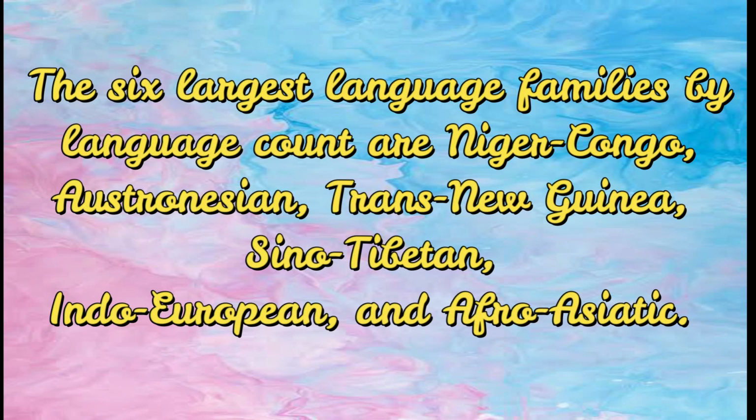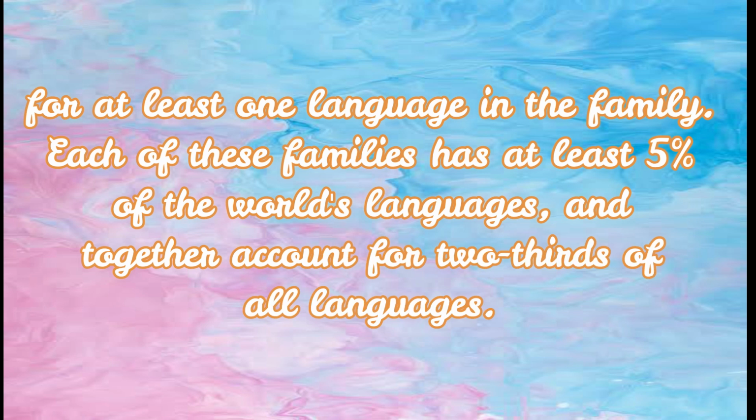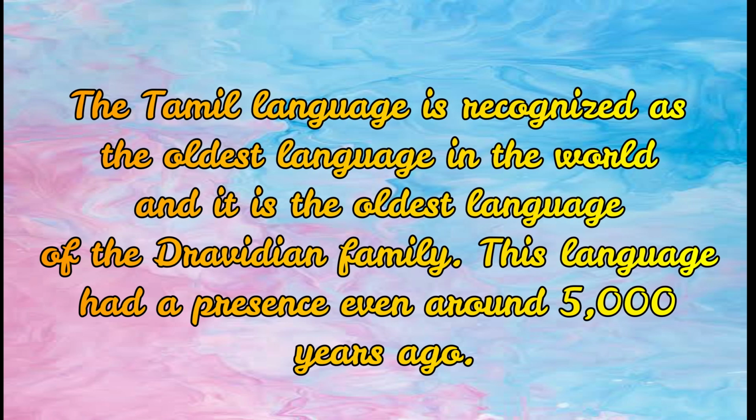The six largest language families by language count are Niger-Congo, Austronesian, Trans-New Guinea, Sino-Tibetan, Indo-European, and Afro-Asiatic, for at least one language in the family. Each of these families has at least 5% of the world's languages and together they account for two-thirds of all languages. The Tamil language is recognized as the oldest language in the world, and it is the oldest language of the Dravidian family. This language was present even around 5,000 years ago.